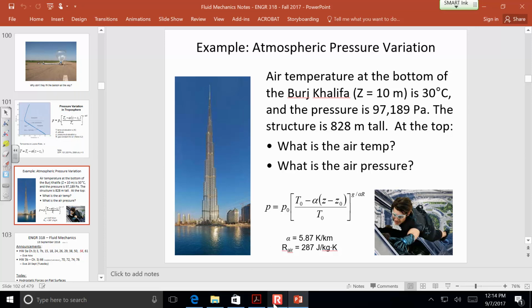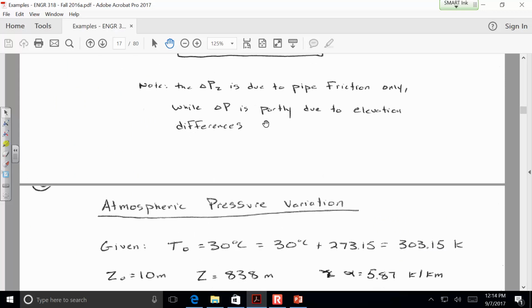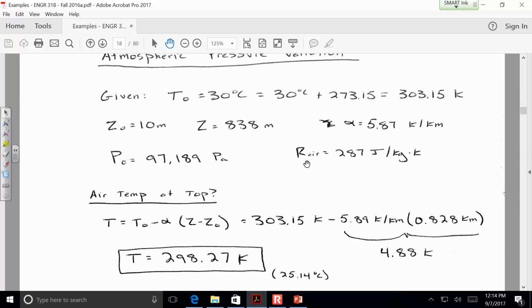All right, so let's take a look at the solution for this one. Okay, so the temperature aloft at the top of the building, first of all, we have to find the difference in elevation. So the difference in elevation is going to be 0.828 kilometers, since we're going from 10 to 838. And we have ultimately a temperature of 298.27 Kelvin up there. That works out to 25 degrees Celsius, so it's cooling off as we go up.